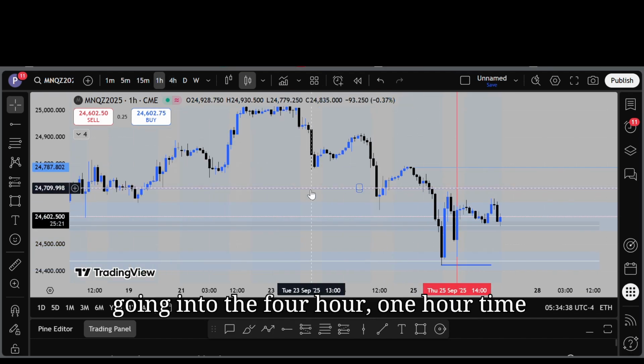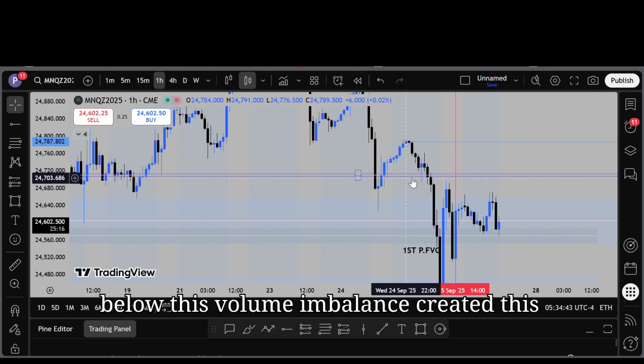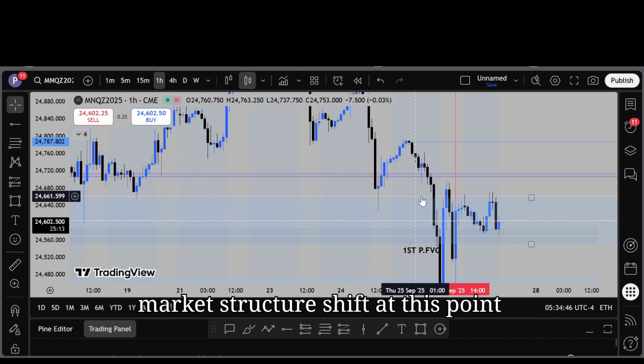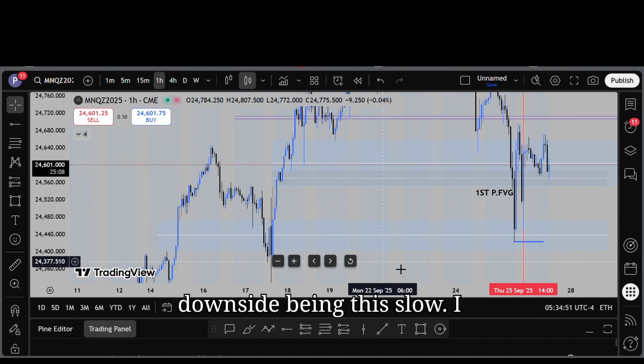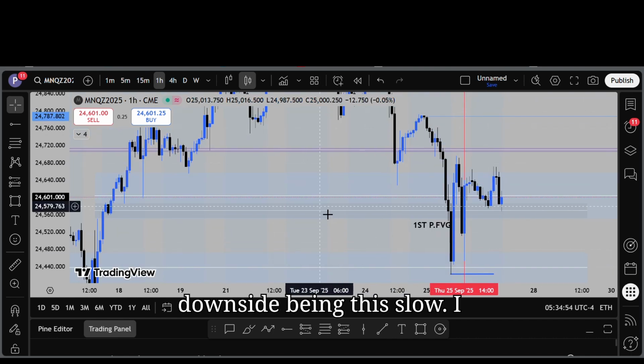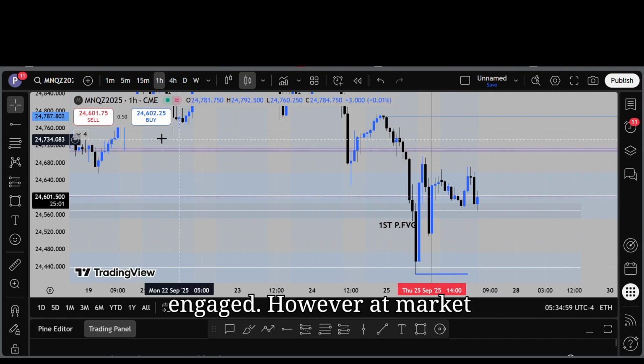Going into the 1-hour time frame, I noticed that we massively closed below this volume imbalance and created this market structure shift. At this point, with the draw on liquidity to the downside being this low, I wanted to see some kind of buy-side liquidity taken before we actually engaged.